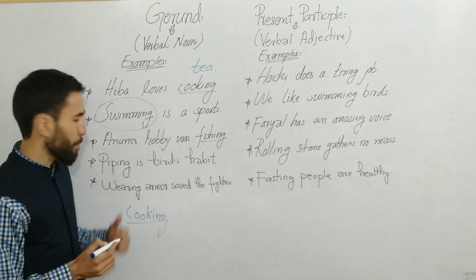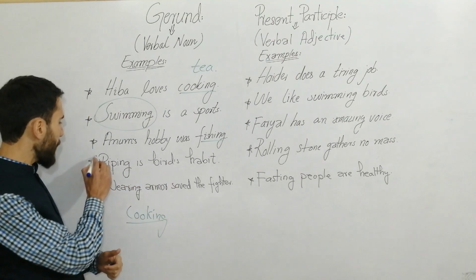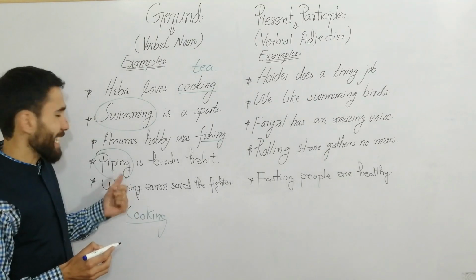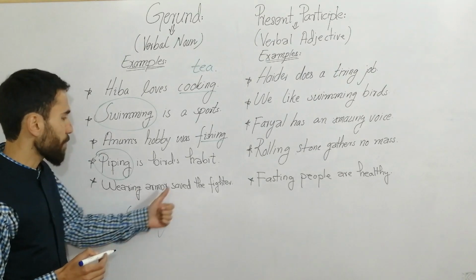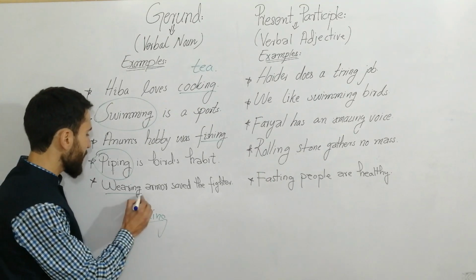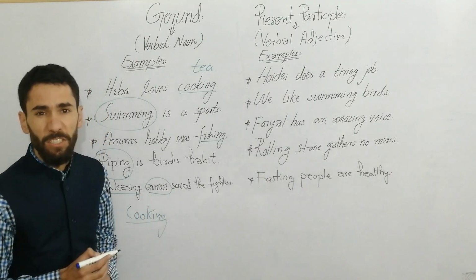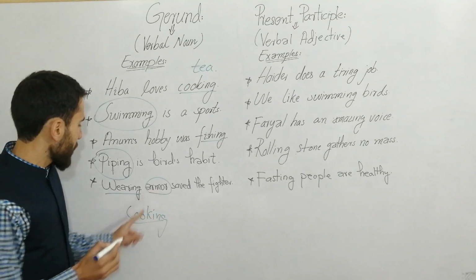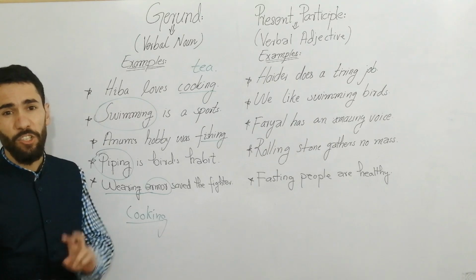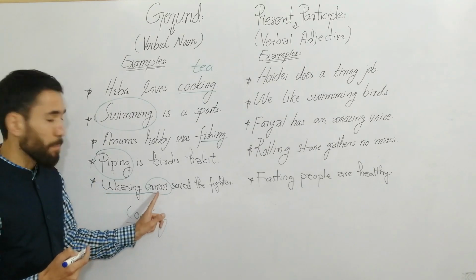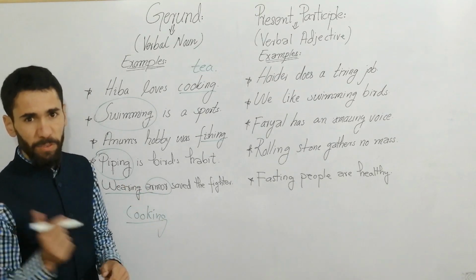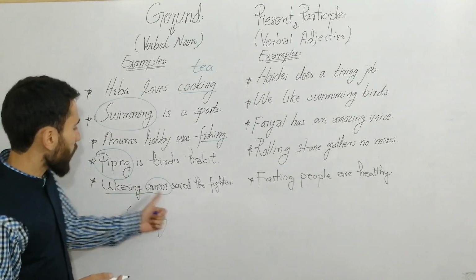Let's come to the third example. Peeping is a bird's habit. Peeping or twittering is also gerund because it's acting as a noun. Wearing armor saved the fighter. Look at this example very carefully because wearing is a gerund and armor is the object of gerund. Wearing and armor both collectively make a gerund phrase. In a gerund phrase, there should be two things. One is gerund, second is object of gerund. I have also discussed the gerund phrase in the previous lecture.